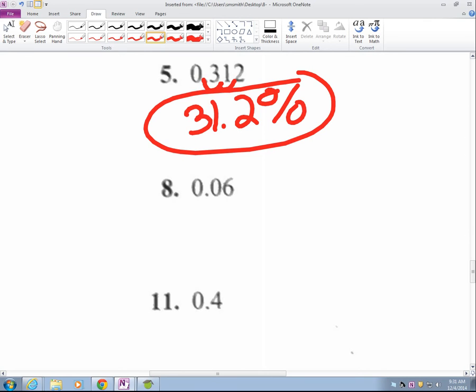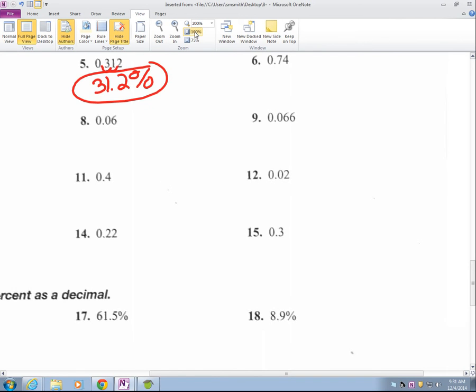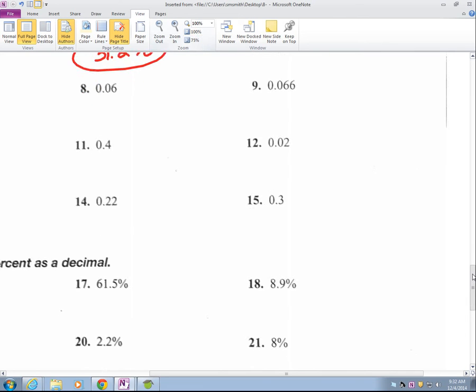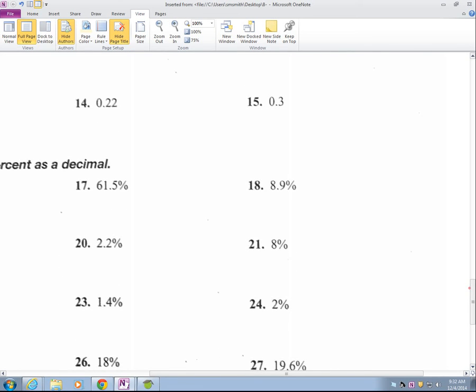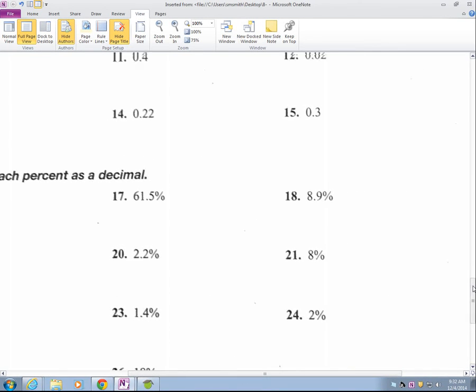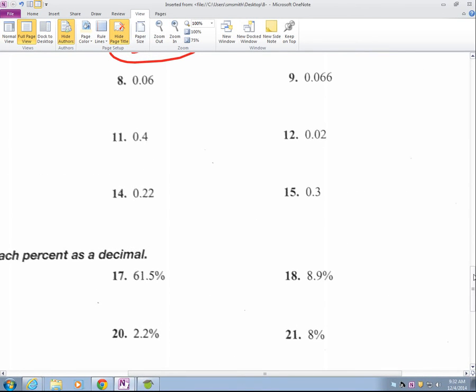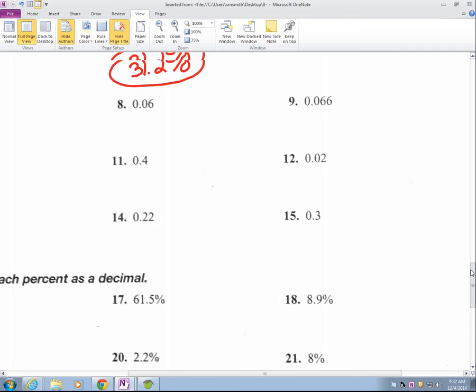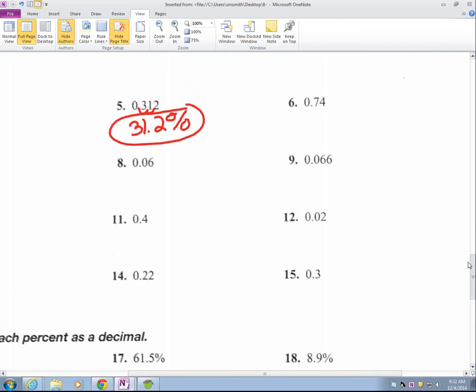Okay? 31.2. Now, Taylor, do you have a question? Let's say for number 12, when you look at the decimal 2 points, right? Yep. It would be 0.02. If you do it as a percent, would you just do 2%? Yes. 0.02 is 2%.